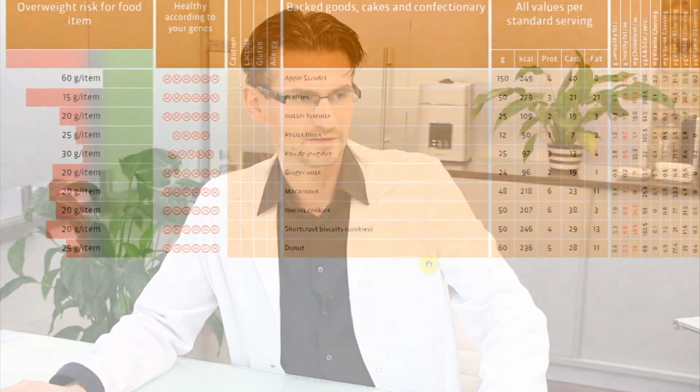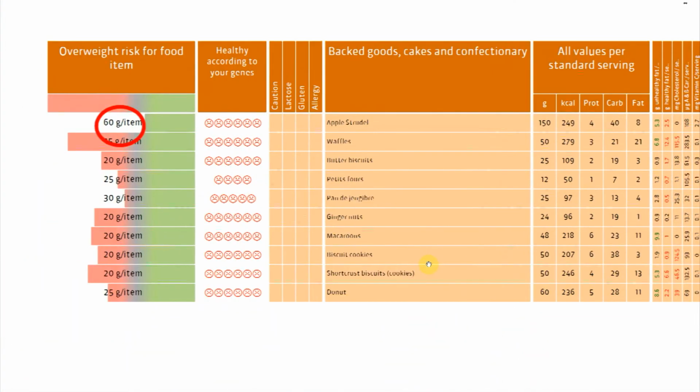Okay, and here, let me zoom in a bit. This is the thing we're interested in at the moment. Overweight risk for food items. So this basically tells you the tendency to make you overweight of a type of food. And it is different for something with a lot of carbs and a lot of fat, depending on your genes.